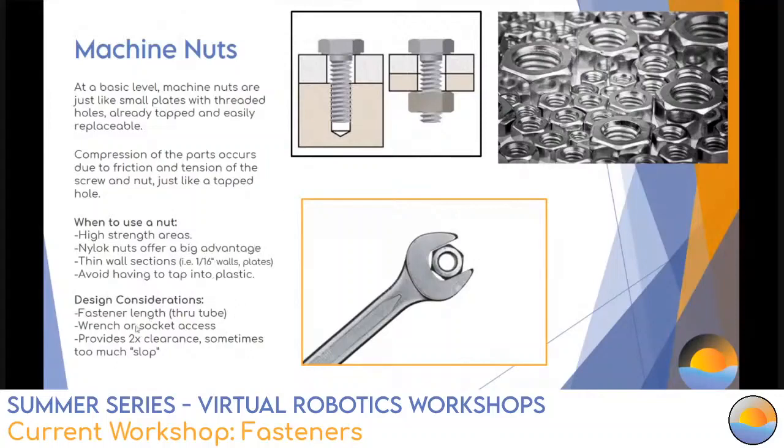But when you think about how to use a tap or use a nut, you have to consider how we do it on our robots. You have to consider the fastener length. It has to go all the way through the tube, so you have to consider the thickness of the tube. And then you have to worry about having tool access.